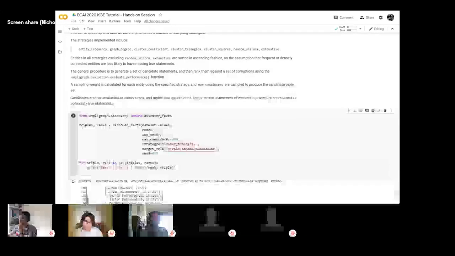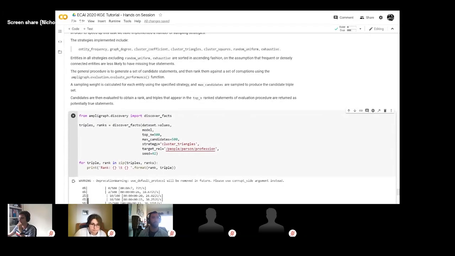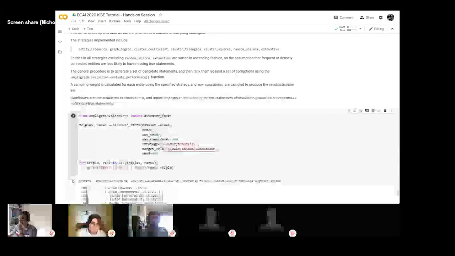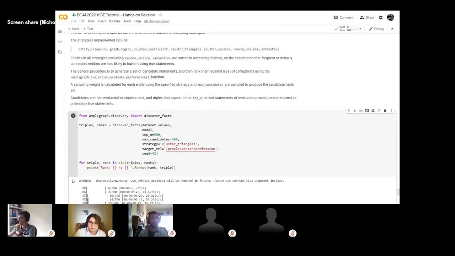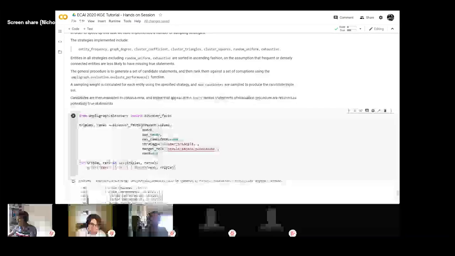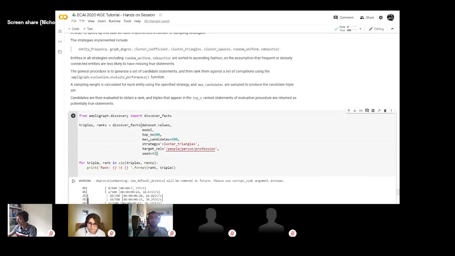The max candidate parameter is simply the number of candidates to generate. If you're running this in a Colab notebook, I recommend not setting this too high, as it's quite easy to crash the session. The strategy we're going to use is cluster triangles, and we're going to specify a target relation, again, of people, person, profession, so that we only consider potential facts using this relation.